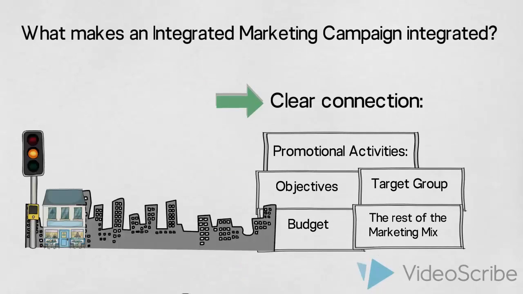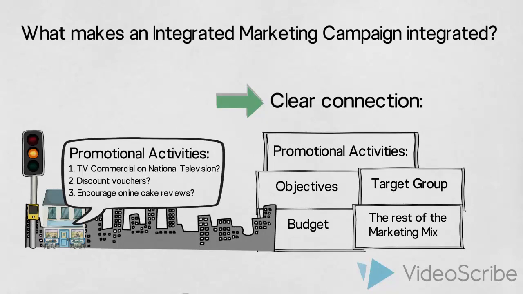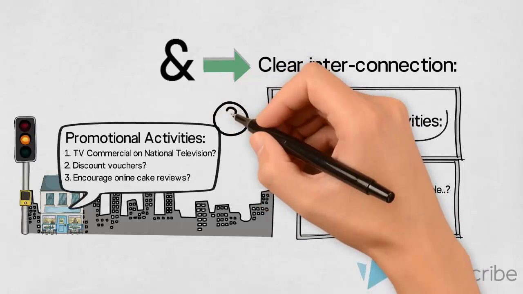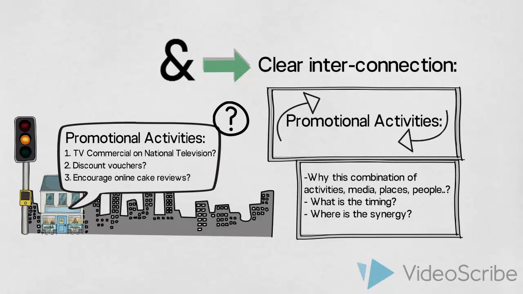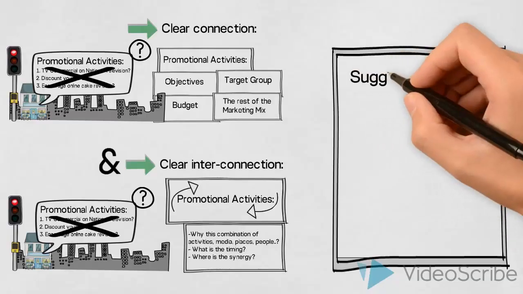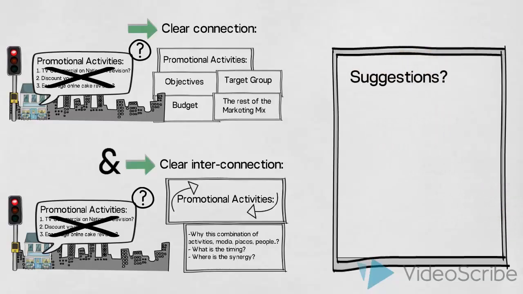So let us look at the promotional activities suggested by the owner of the French Café. Do they integrate with the objectives, the target group, budget, and the marketing mix? Do the promotional activities interconnect? Has timing or synergy been considered? We can probably agree that we should be able to come up with a more integrated campaign than this. So what might we suggest?